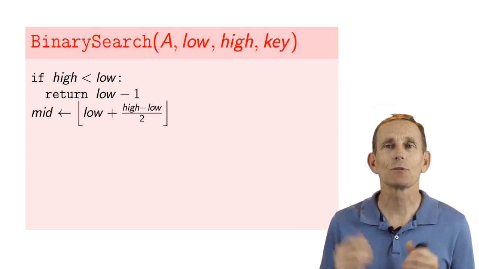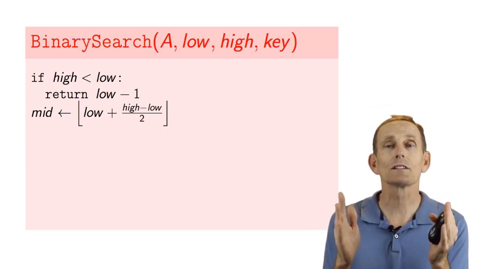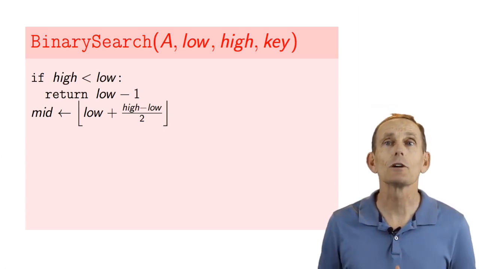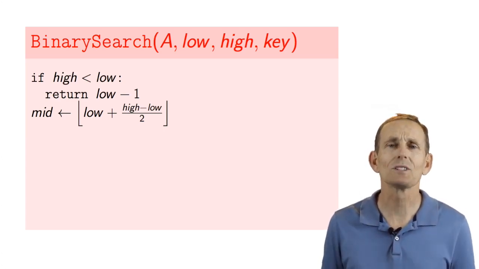For example, in the previous case where we had 1 to 7, it'll be 7 minus 1 is 6, divided by 2 is 3, plus our low, which is 1, is 4, so the midpoint would be 4. We'll see an example of this shortly.